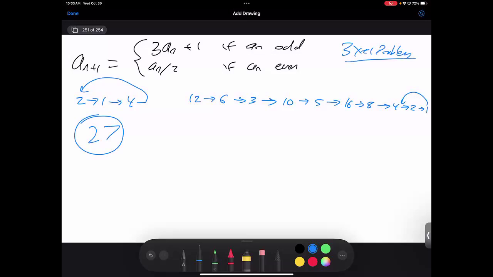What's nice about this is that it's completely deterministic. I give you a starting number, and the rule is clear. We don't know how to solve this, but what we can do is look at a probabilistic analog. If you're odd, 3a_n plus 1 is always going to be even. So after you multiply by 3 and add 1, you always divide by 2 at least once. What fraction of even numbers are divisible by 2 but not 4? Half.